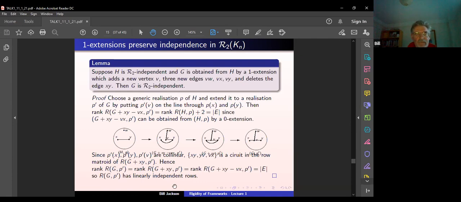The statement of the lemma is about a generic realization, and this is a non-generic realization. But if we have a non-generic realization which has linearly independent rows, then any generic realization will have linearly independent rows. So it tells us that generically we have preserved independence by the one extension operation.